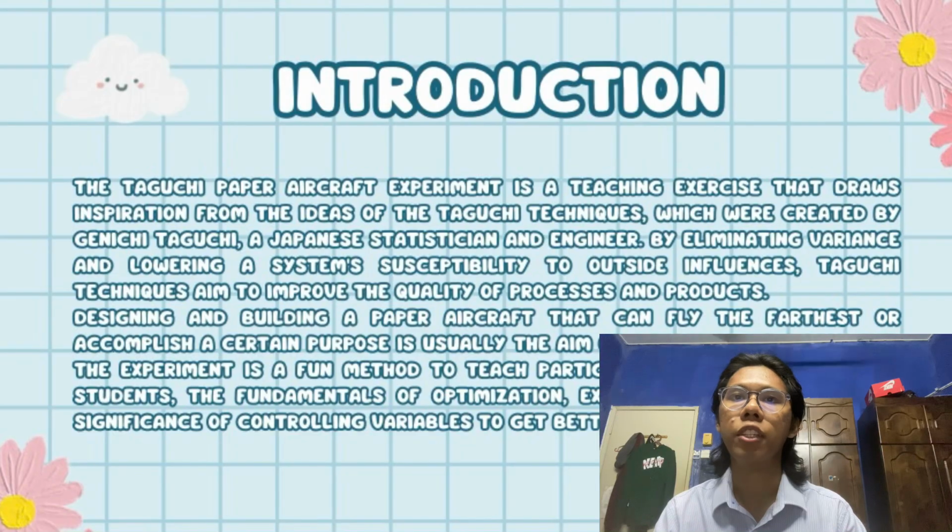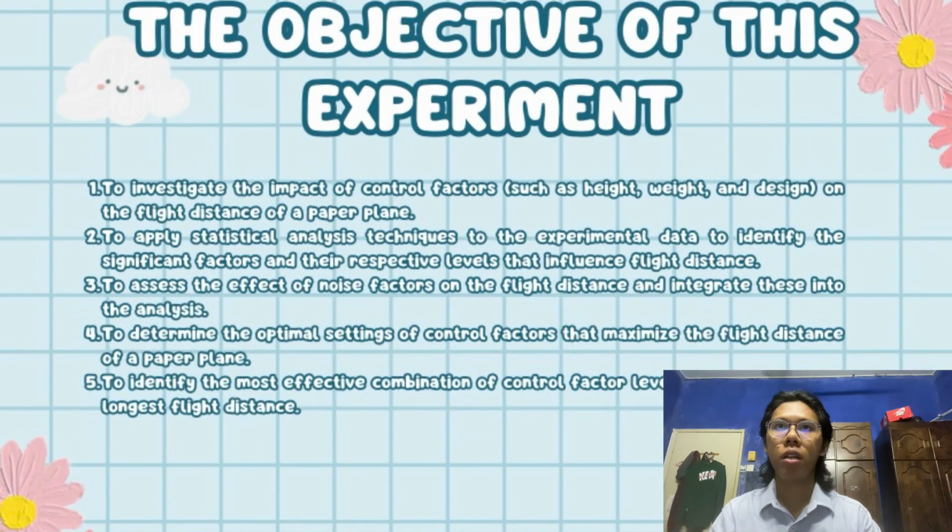The experiment is a fun method to teach participants, who are frequently students, the fundamentals of optimization, experimental design, and the significance of controlling variables to get better results. Next, the objective of this experiment: to investigate the impact of control factors such as height, weight, and design on the flight distance of a paper airplane.